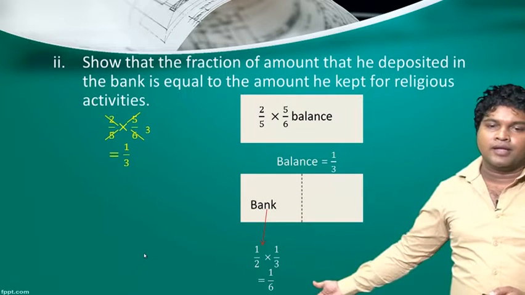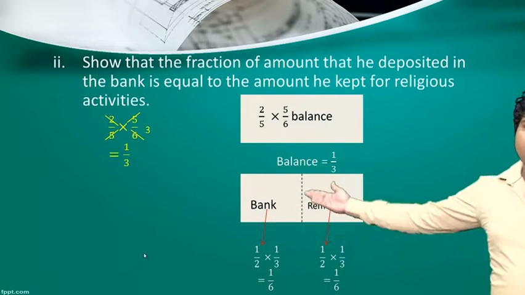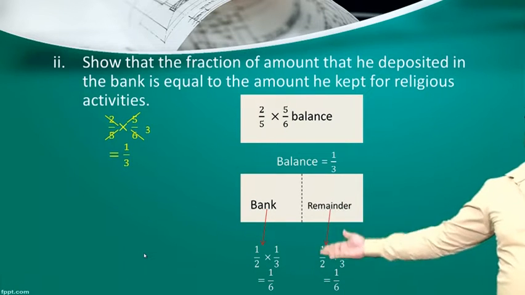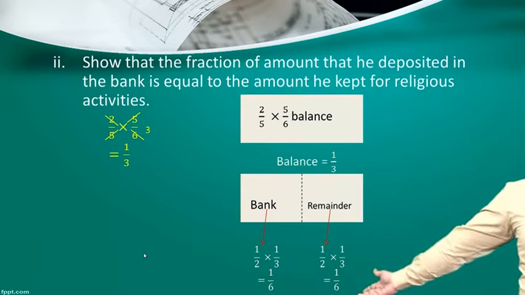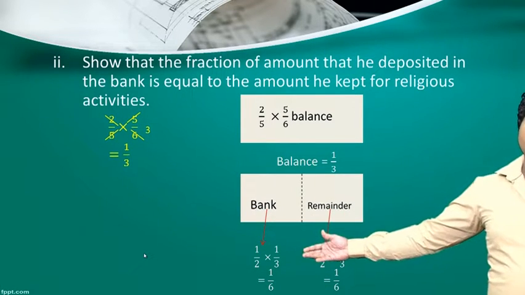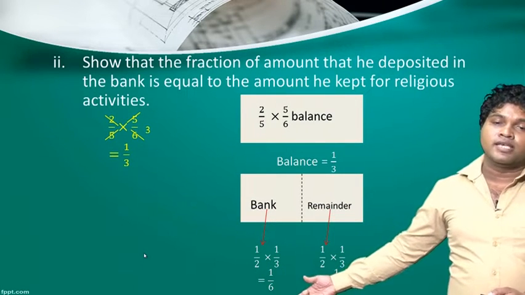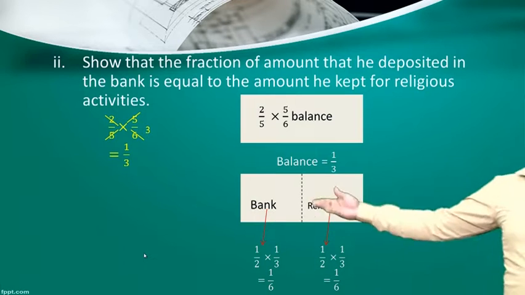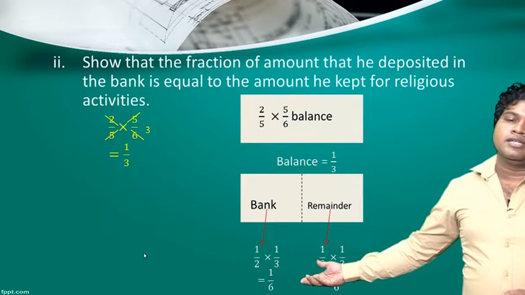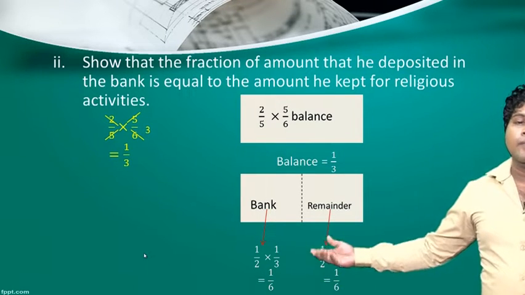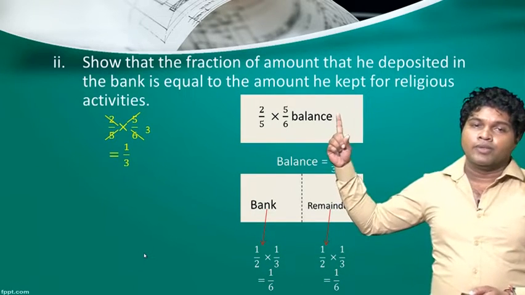Then you can see for the bank, half of the 1/3, and for the final remainder again half of the 1/3. Then 1 times 1 is 1, and 2 times 3 is 6. According to fraction knowledge, 1/6 for the bank and 1/6 for the final remainder. Now you can understand the 1/6. A lot of times we obtain the answer called 1/6. I think that is what they expect from the question.